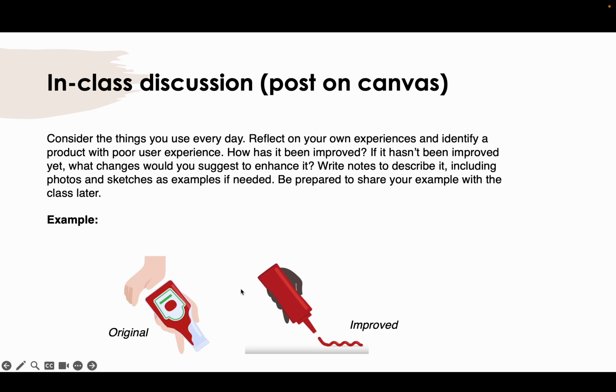So you will write some notes to describe it, including some images and sketches. So here is an example of mine. The original version of the ketchup bottle is a glass bottle, while the improved version is a squeezable bottle. So that's how the designer improved a poor user experience. So you can put your image here and write some notes.